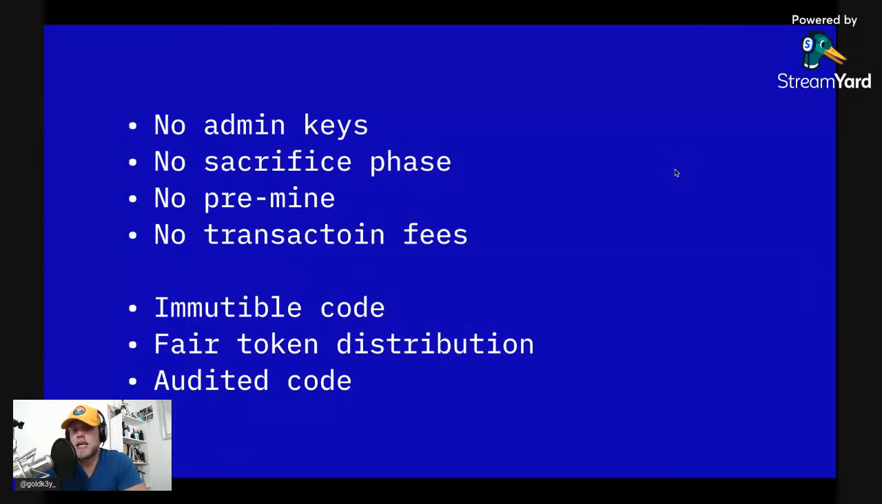Fair token distribution, that ties into no pre-mine and no transaction fees. Along those same lines, we also didn't build in any bonding curves, so no incentives for whales. During that minting phase, everyone gets one Maxi per one hex. We really like that. It equally benefits everybody.